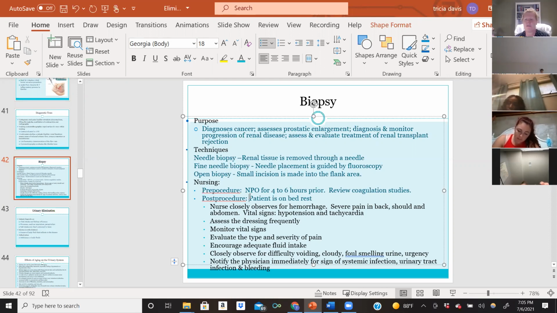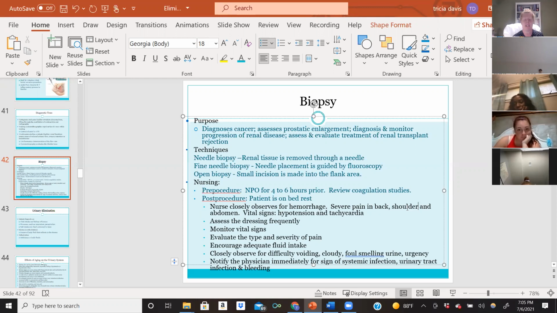Sometimes you want to observe for any kind of severe pain in the back, shoulders, and the abdomen. Some mild discomfort is common, but it shouldn't be any type of severe pain. And then obviously we're going to look at those vital signs for hypotension and tachycardia.